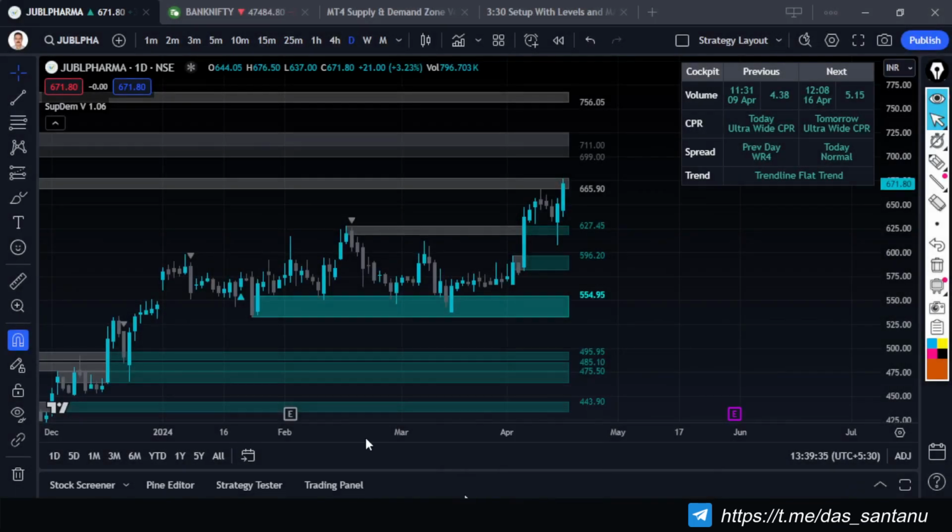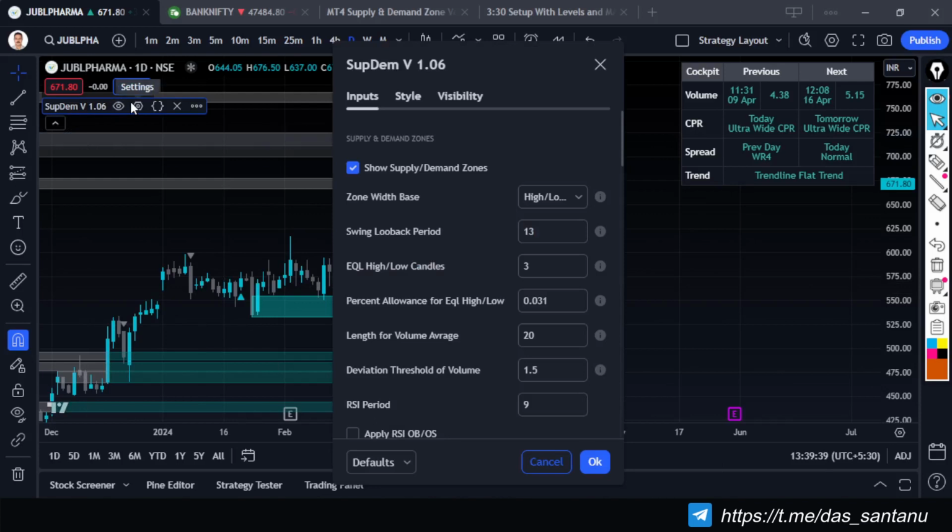Let me open the settings panel. You can see in the settings there is a drop-down menu which tells about the zone width basis. As per the default setting, the zone width has been kept as high-low body. High-low body means it is considering the swing high and swing low, and some portion of the candle body. You can change to any one in the drop-down menu and see what the outcome is.